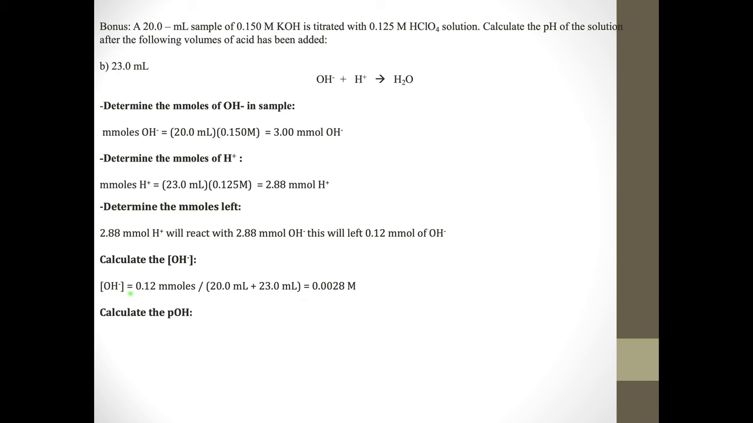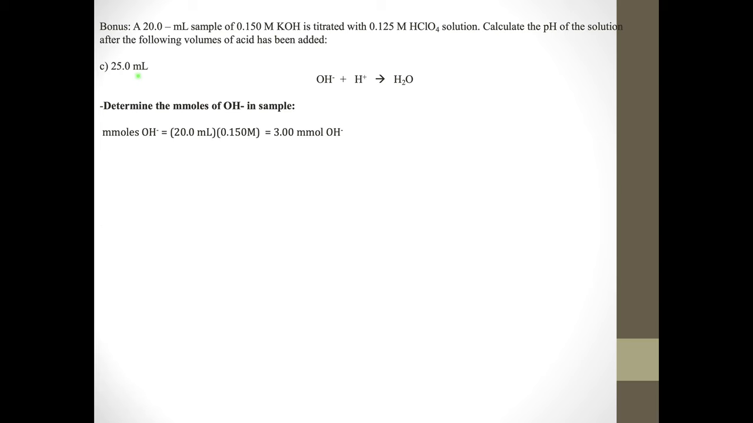So we can calculate the pOH using this concentration. It's going to be equal to 2.55. And now the pH is going to be equal to 14 minus this, which is going to be 11.45. So this is the pH when you add 23 mils of the perchloric acid to the sample of potassium hydroxide.